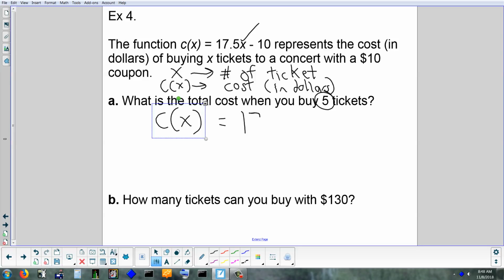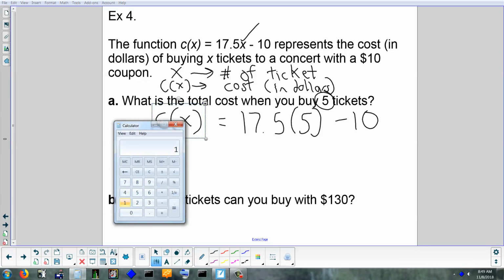17.5. Good, Donovan. Keep going. 5 in parentheses. Good. Keep going. A couple more things. Minus 10. That's it. It's set up. All I have to do is solve. I just got to figure out which letters represent certain things. All right. So we're going to do 17.5 times 5.